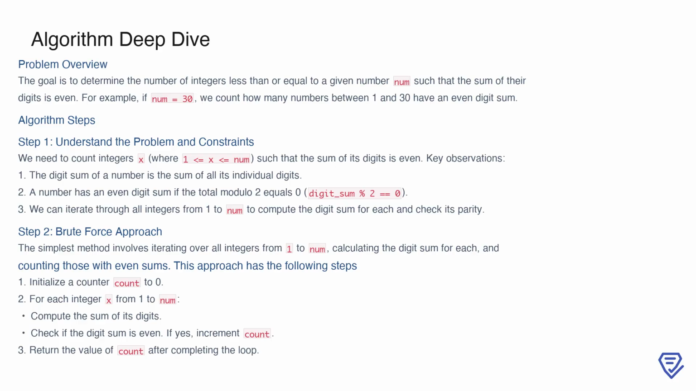With this understanding, we can use a brute force approach to solve the problem by iterating through all integers from 1 up to number, calculating the digit sum for each number, and checking if it is even. If it is, we increment a counter. At the end of the loop, the counter will represent the total count of numbers with even digit sums. This simple approach lays the groundwork for more efficient solutions.